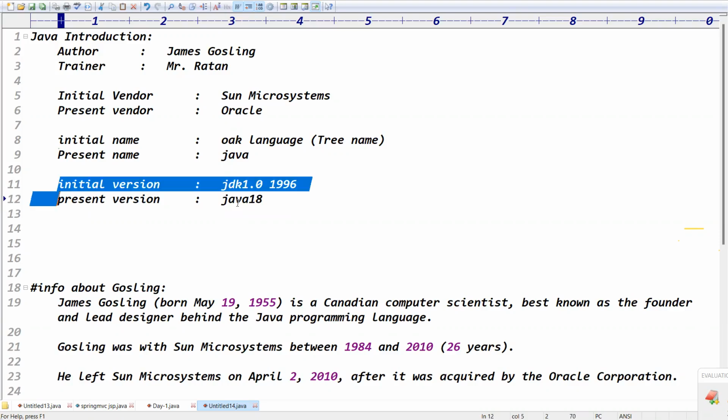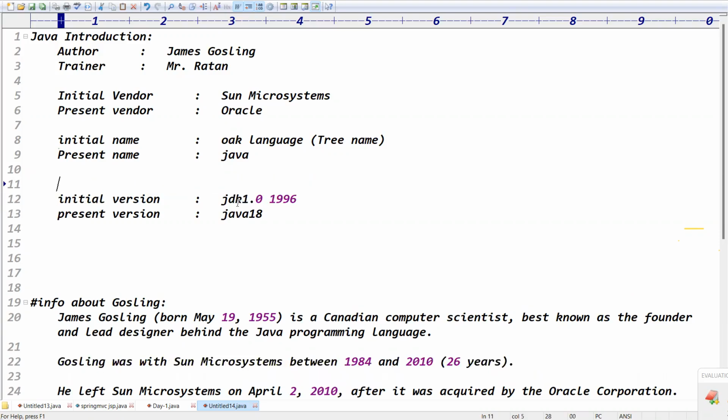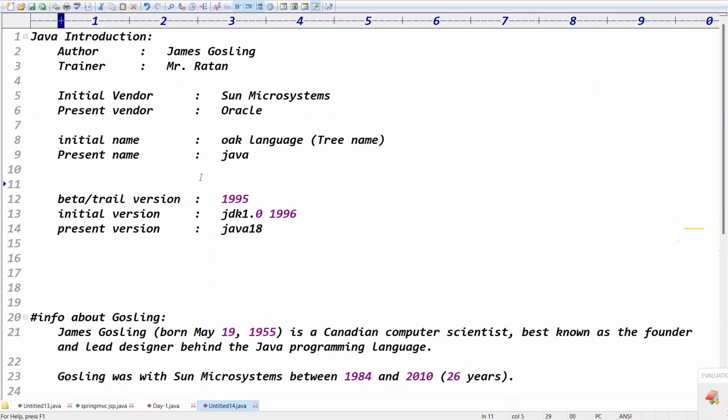The initial version is JDK 1.0. Before that we have the beta versions, nothing but a trial version. The trial version was released in 1995, but the initial version of Java released in the market is 1996. The present version is Java 18.